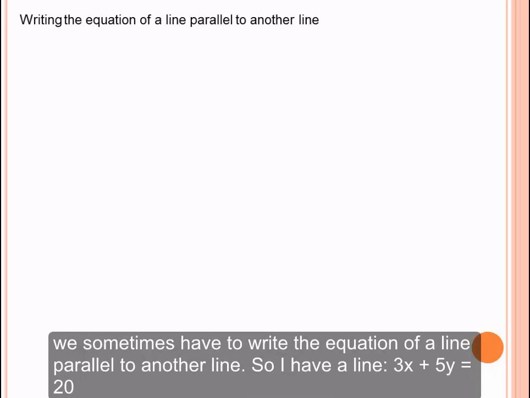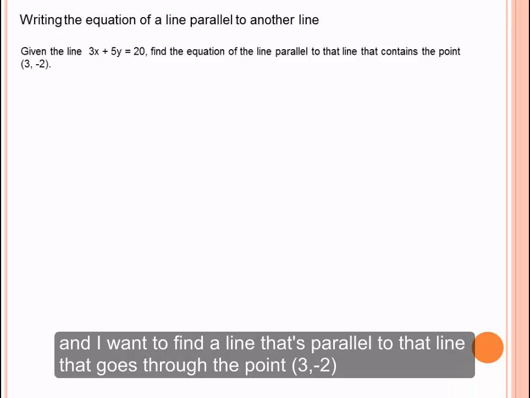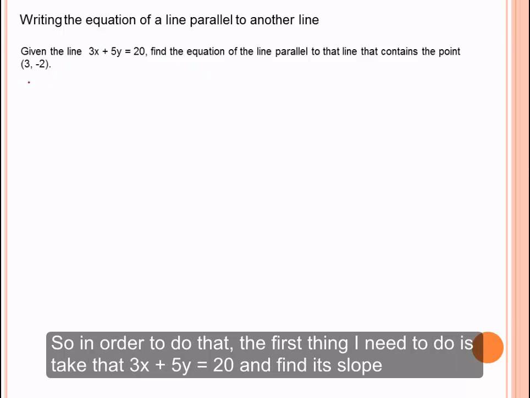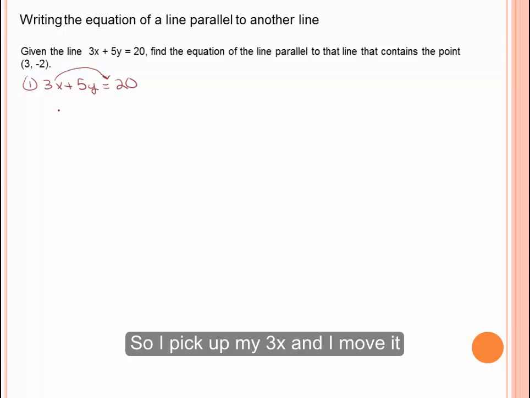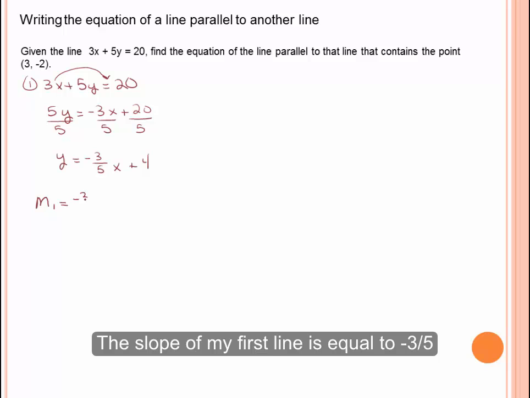We sometimes have to write the equation of a line parallel to another line. So I have a line, 3x plus 5y equals 20, and I want to find a line that's parallel to that line that goes through the point (3, -2). In order to do that, the first thing I need to do is take that 3x plus 5y equals 20 and find its slope. So I pick up my 3x and I move it. So I have 5y is equal to -3x plus 20. I divide everything by 5, and I get y is equal to -3/5 x plus 4. The slope of my first line is equal to -3/5.